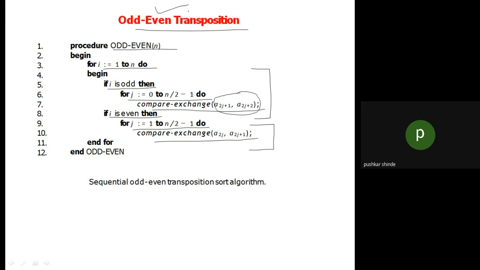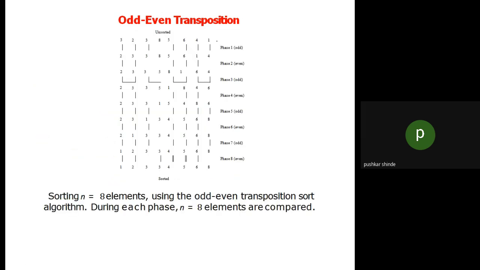So bubble sort, which didn't have concurrency or parallelism in it, is modified to odd even transposition. So instead of directly comparing consecutive numbers, odd index numbers are compared when i is odd, and even index numbers when i is even, and they are exchanged. Okay, so see here, they have given an example.